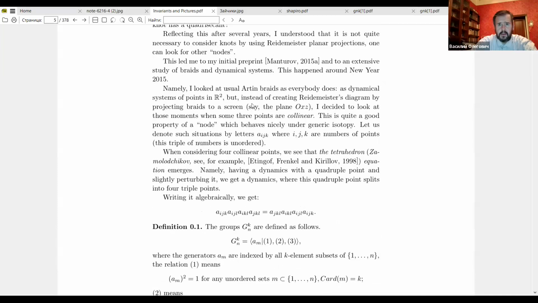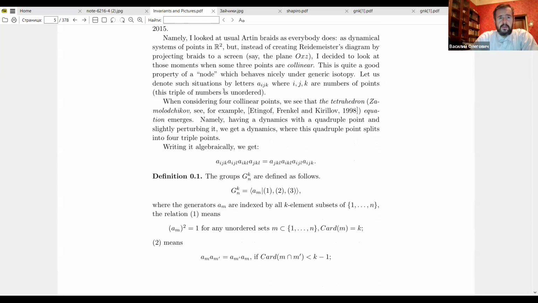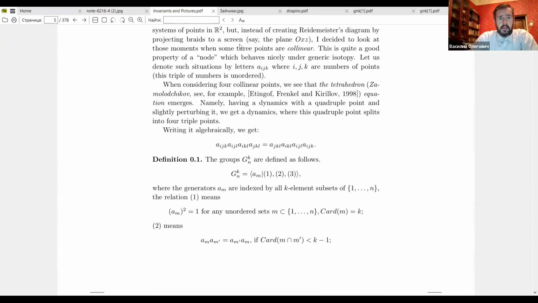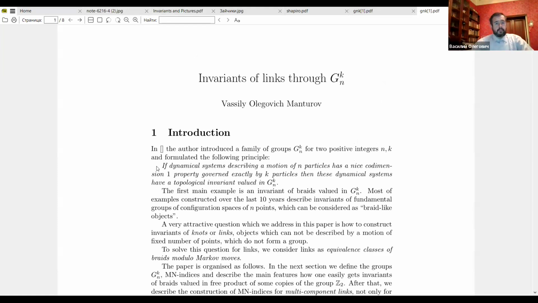Well, I'm planning to talk about the groups GNK and an approach towards invariants of links. It's now turning 10 years since the groups GNK were discovered. Those two parametric families of groups were devoted to constructing invariants of configuration spaces.